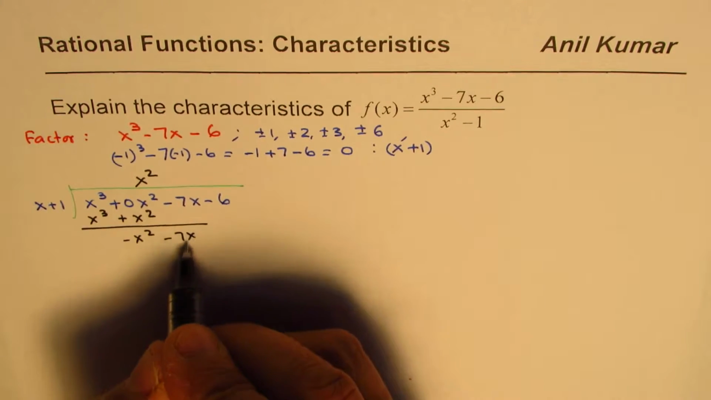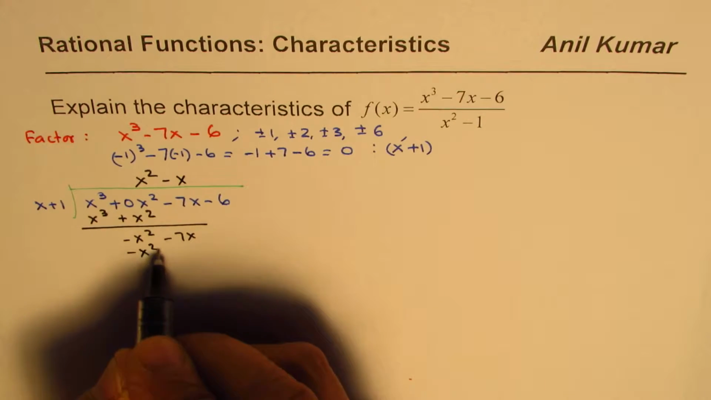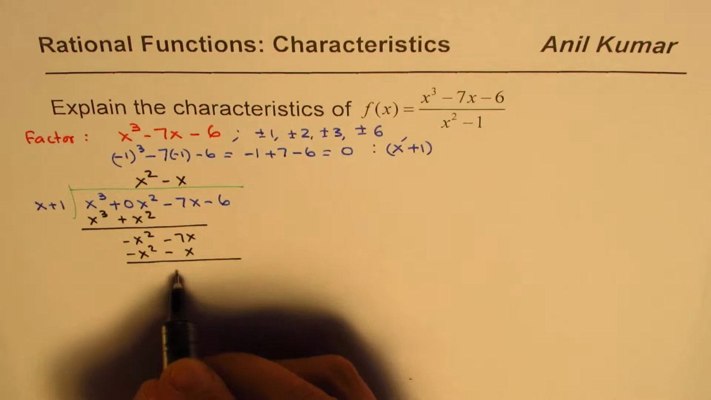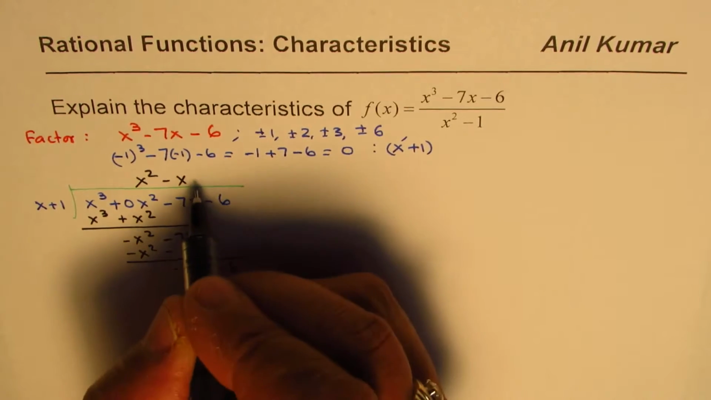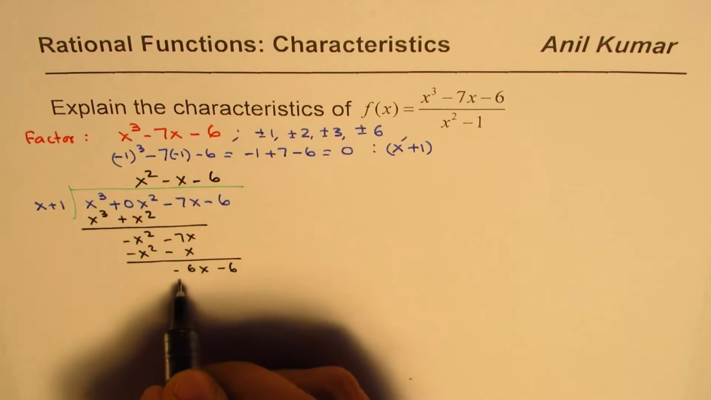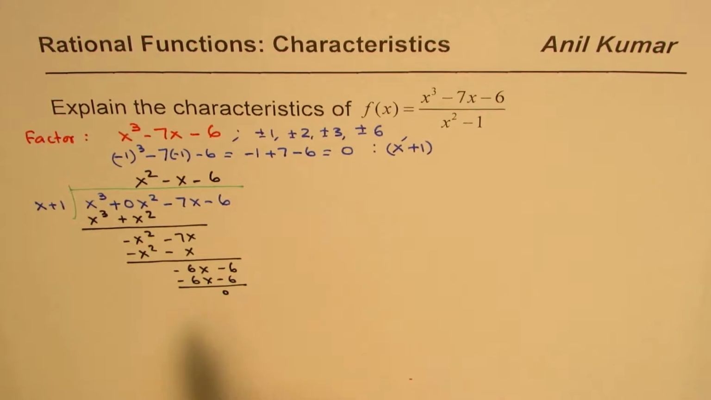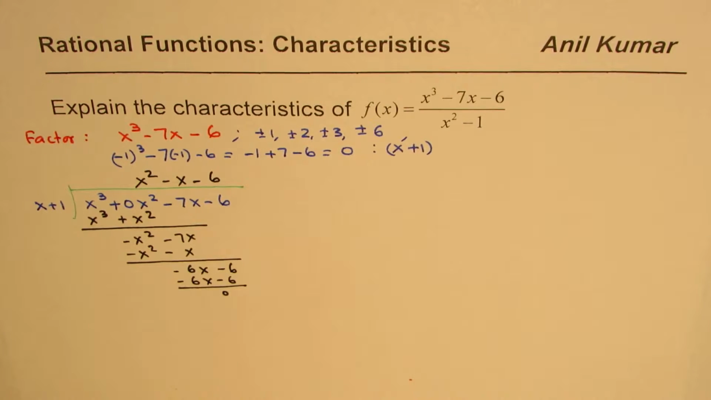And this is minus 7x. That is minus x, so that gives you minus x squared minus x, and that should be minus 6x. And we have minus 6 here. So minus 6 times x plus 1 gives us minus 6x minus 6, which gives us a 0. So that means the other factor is x squared minus x minus 6, right?